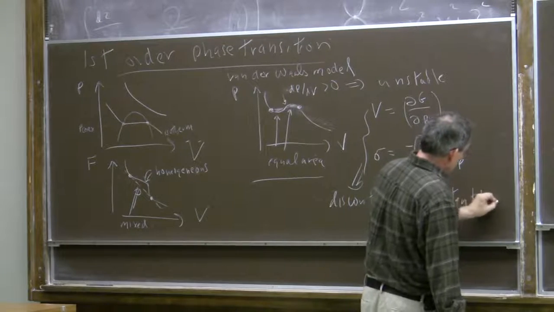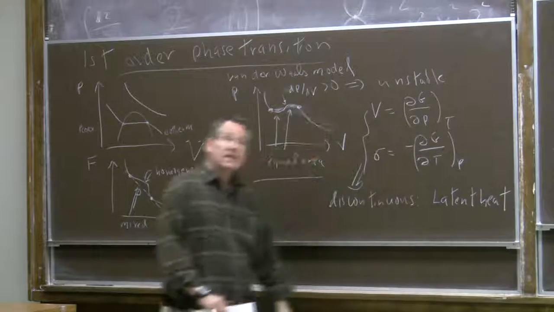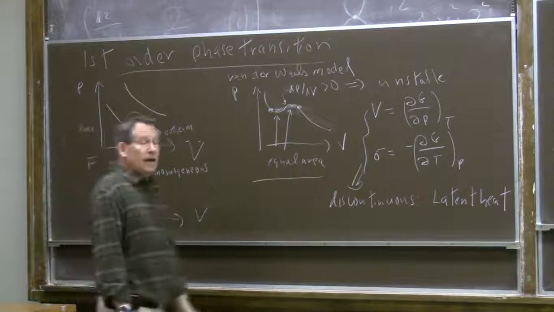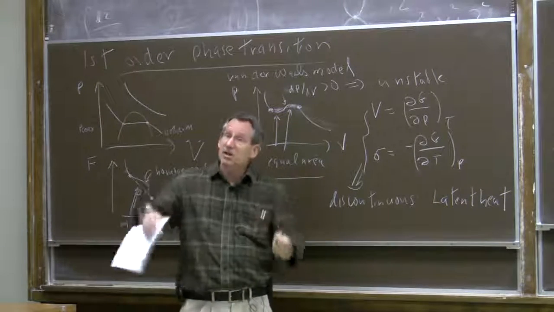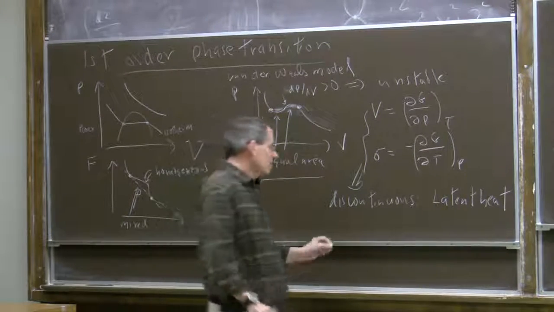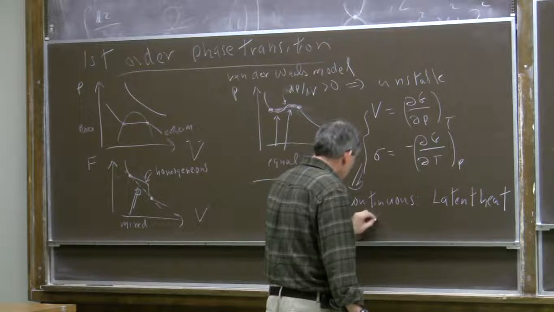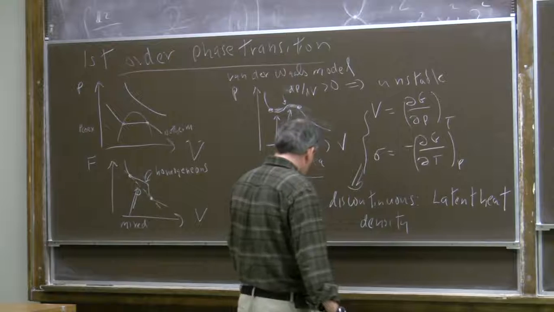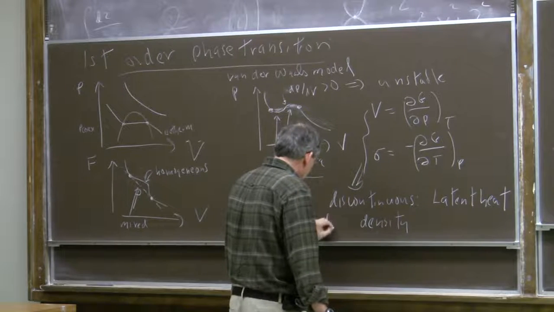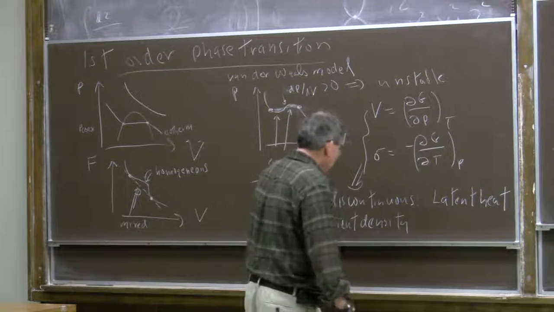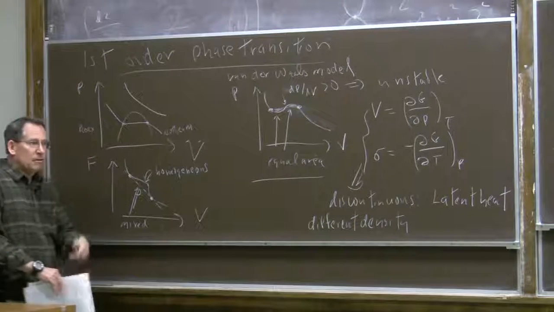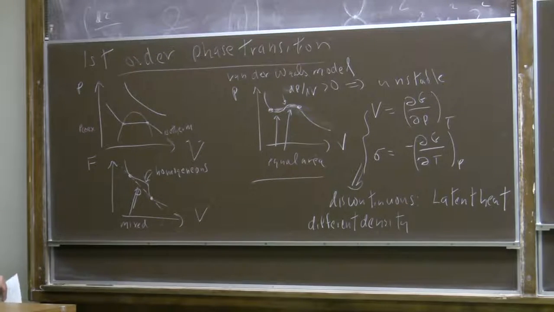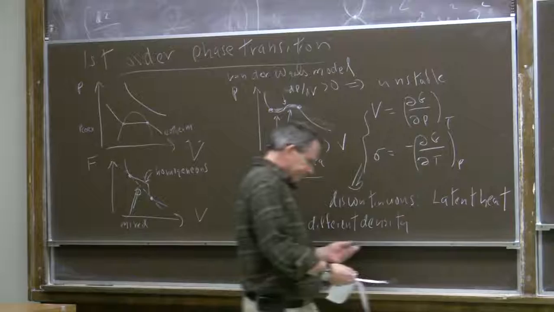We have to add heat to the liquid to boil it, and also the gas and the liquid, which coexist with one another, have different density. The two phases which coexist have different values of the number of particles per volume.